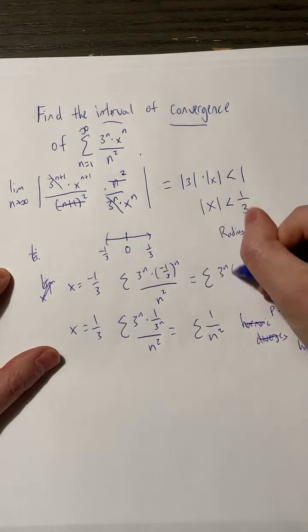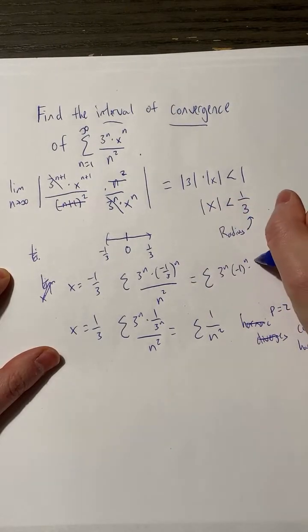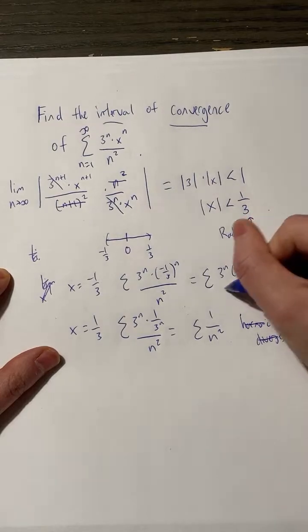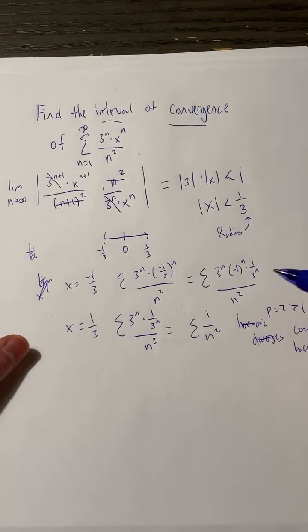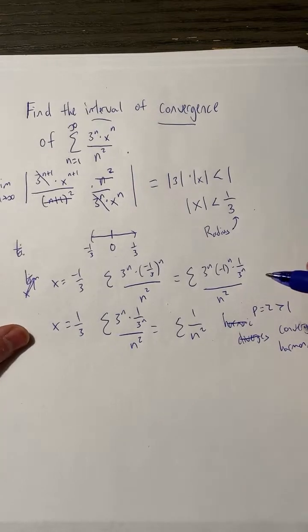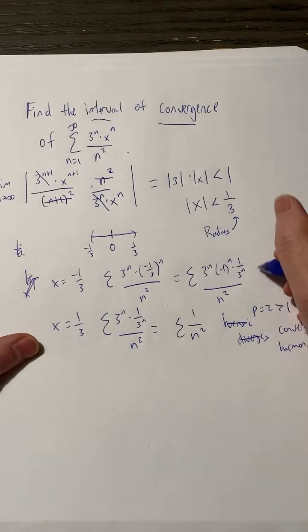Anytime I have negative 1/3, I'm going to break it up into negative 1 to the n times 1/3 to the 3 to the n. And then when you cancel these out, notice you'll have this.